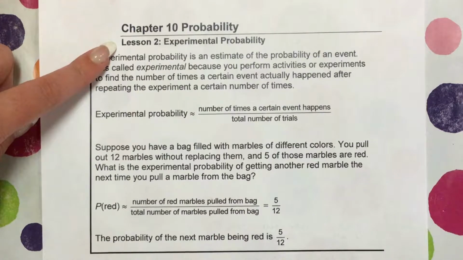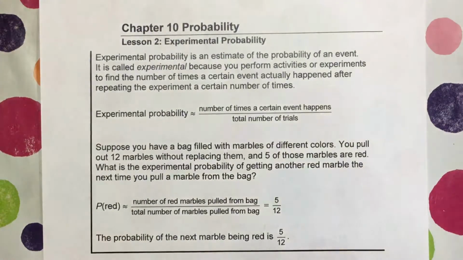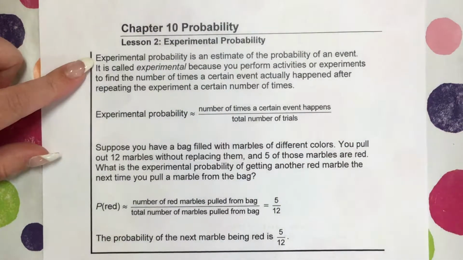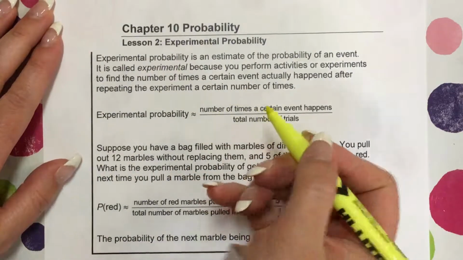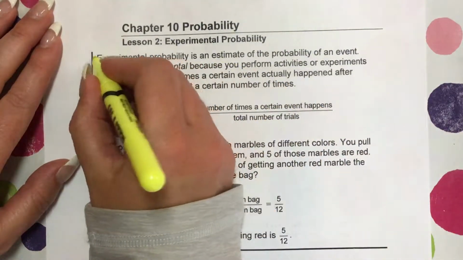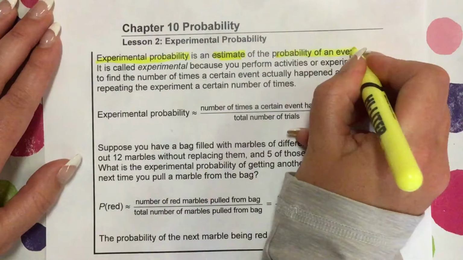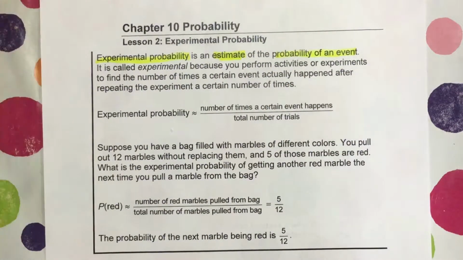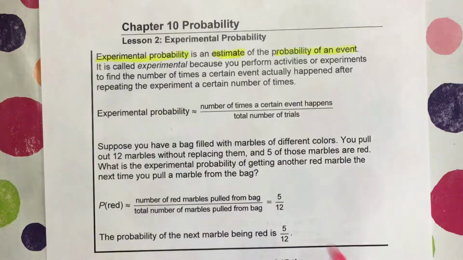Lesson 2, Experimental Probability. Experimental probability is an estimate of the probability of an event. So experimental probability is an estimate of the probability of an event. It is called experimental because you perform activities. Okay, so we got to highlight this.